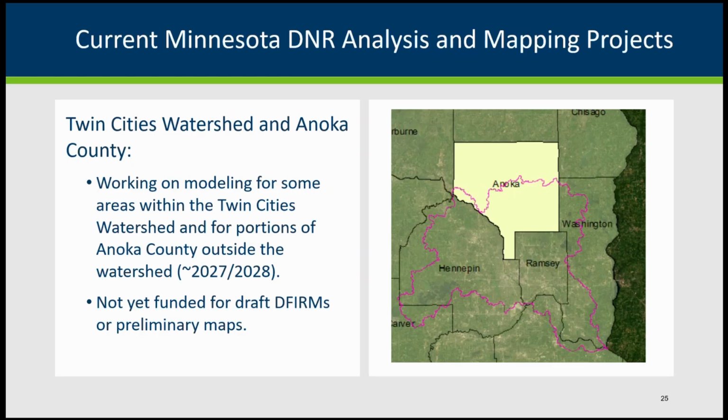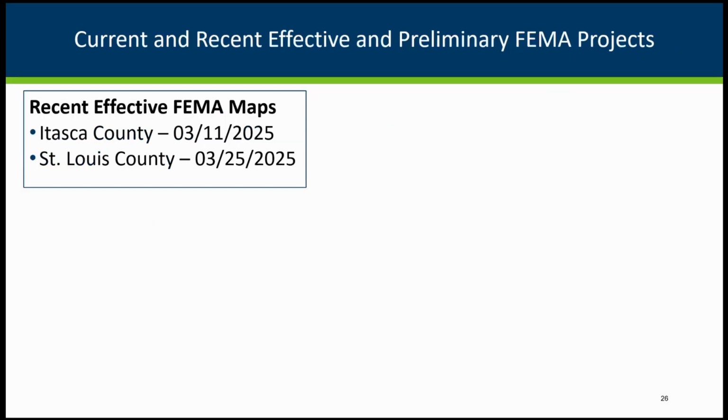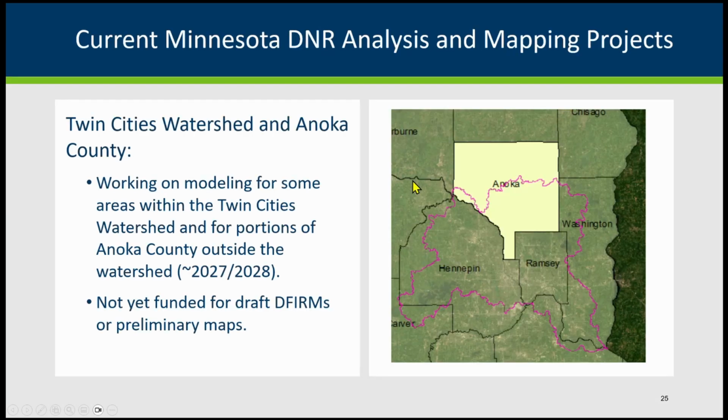Currently, we have funding for a few counties to move to that step 2 of the risk map process. Our current projects that are in the analysis and mapping phase are portions of the Twin Cities HUC 8 watershed, which is the pink line on the screen there, and also portions of Anoka County that are outside of the Twin Cities HUC 8 watershed, just so Anoka is going to be completely updated. Note that these counties don't yet have funding for DFIRMs or preliminary maps, but we're hoping that once we complete this phase they will be funded for the next.